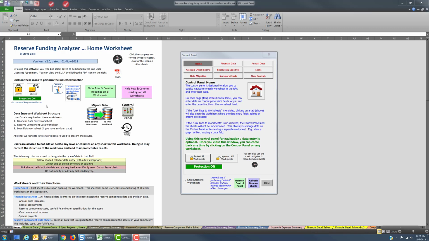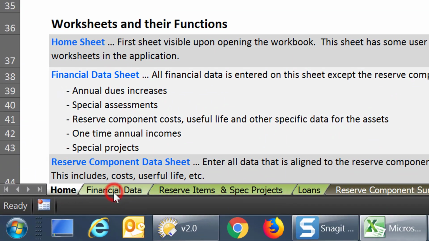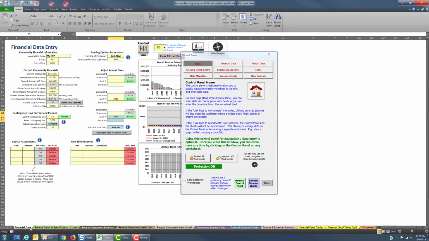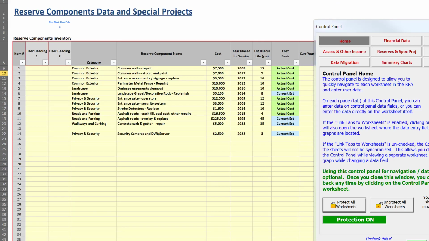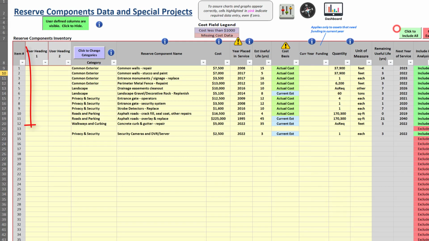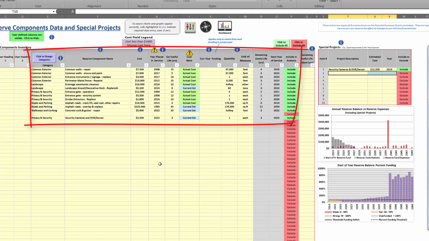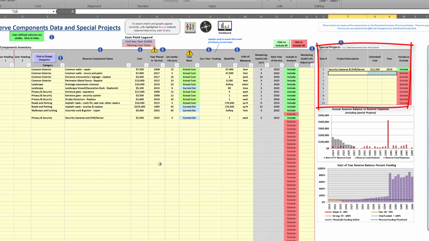In the last video I demonstrated the data entry, and I left it at some simple data entries which included the financial data, which you see right here. Financial data included the starting reserve balance, the current annual HOA dues, the current operational expenses, and our assumption for an inflation rate. Also, we entered all of the reserve component items, and we have one item here of a potential special project that we want to try.